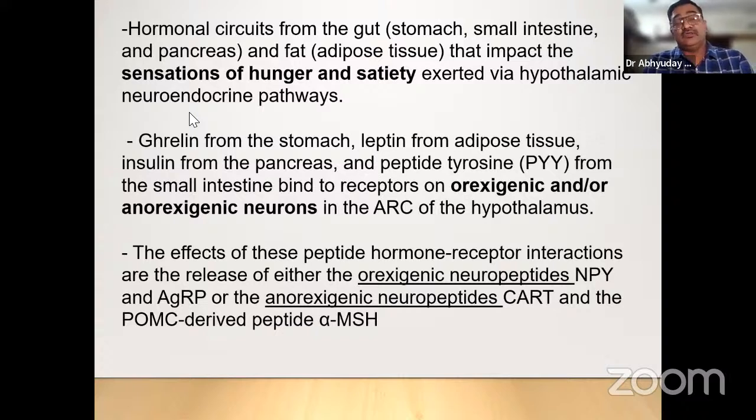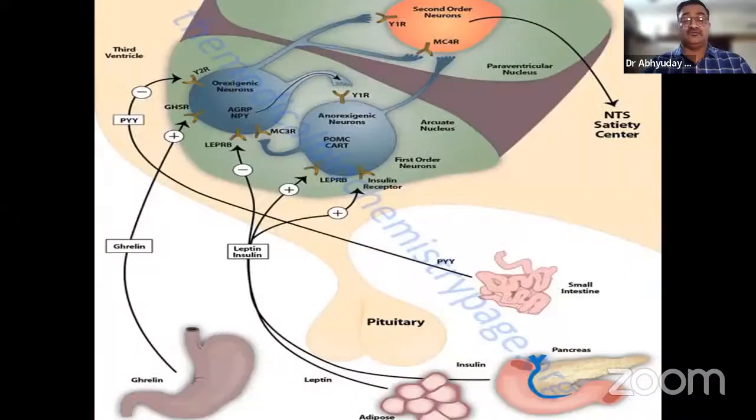The effect of these various peptide hormone receptor interactions is the release of either the orexigenic neuropeptides NPY and AGRP, which we'll see in the coming slide, or the anorexigenic neuropeptides CART and the POMC-derived peptide alpha melanocyte stimulating hormone. So these are basically the hormone receptor interactions which increase or decrease the appetite in a person. And here, this is a very beautiful diagram.